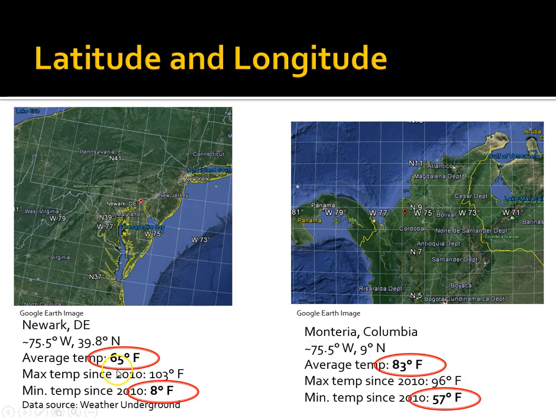So the average temperature in Newark, Delaware is about 65 degrees Fahrenheit. That's not too bad. But you go down to Colombia and you're at about 83. So it's warm all year round. And then you look at the minimum temperature since 2010, and 8 degrees was our low, whereas 57, imagine that, the lowest temperature in Monterrey, Colombia is almost 60 degrees, okay? So it's warm, right? Much warmer.